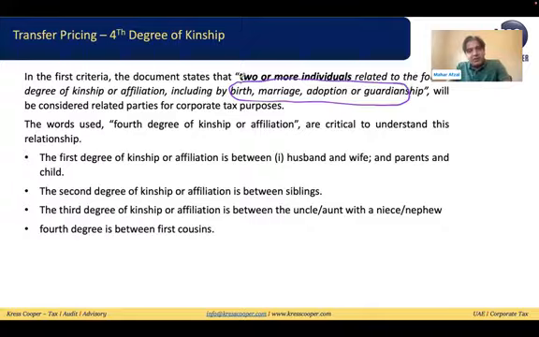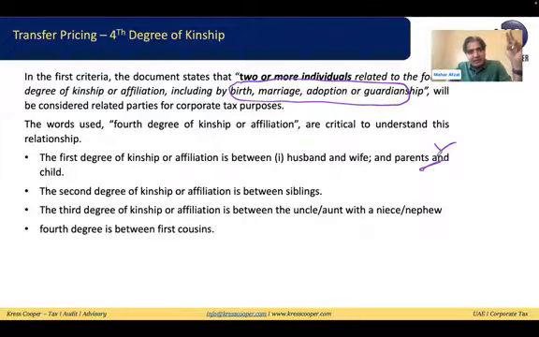The first degree of kinship is between husband and wife, parents and children. The second degree of kinship is siblings, two brothers. If the transaction is being made between two brothers, two sisters, or brother and sister, it will be considered second degree of kinship. The third degree is between uncle and aunt, niece and nephew, and the fourth degree of kinship is between cousins.